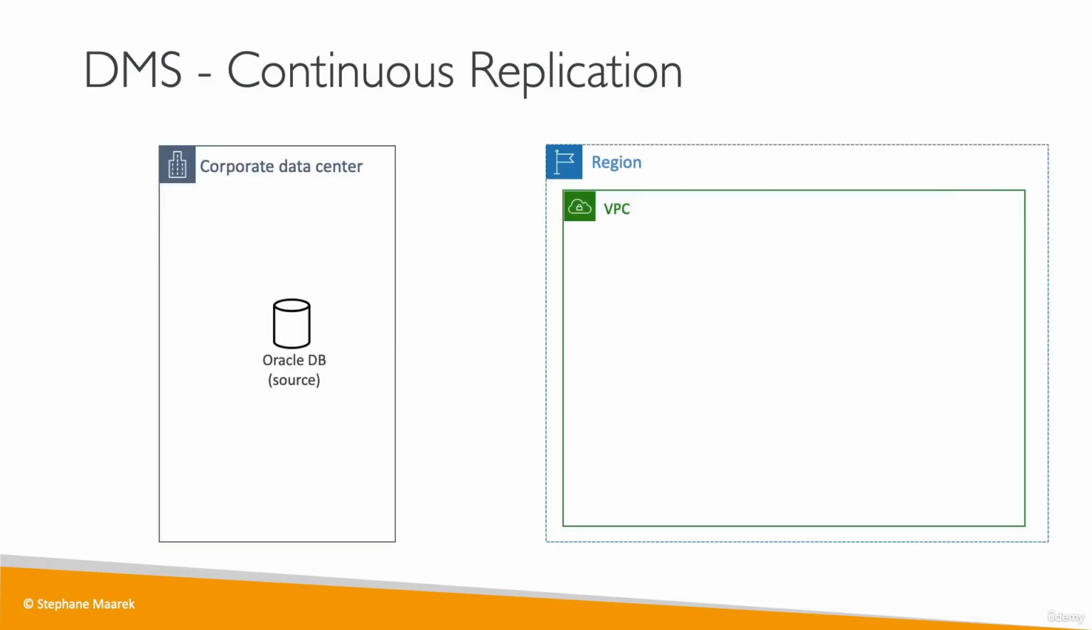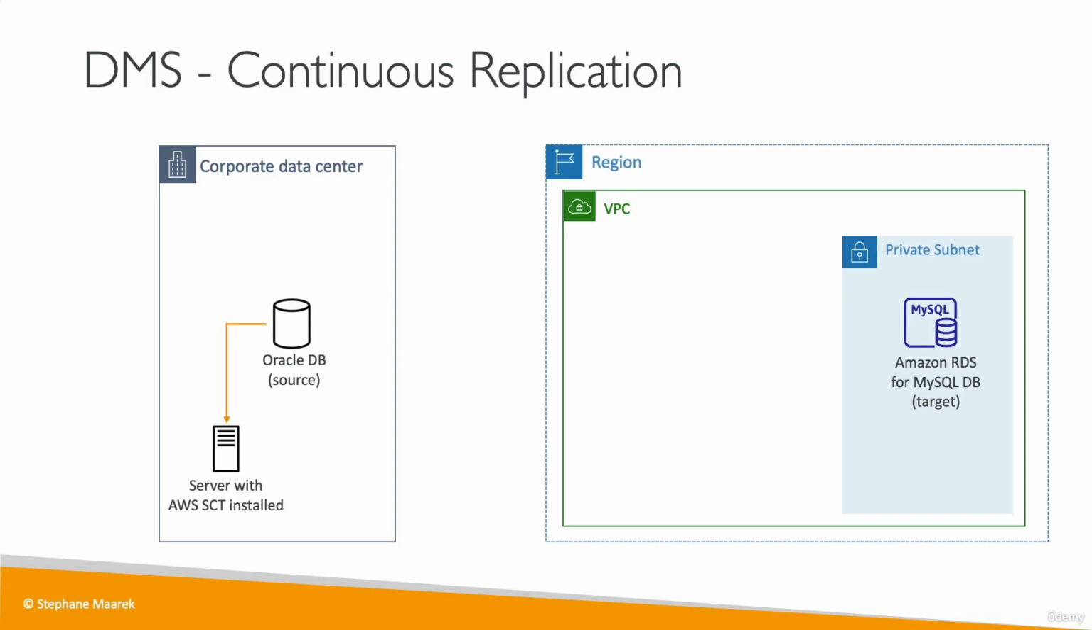Well, you would have your corporate data center, for example, with an Oracle database as a source, and an Amazon RDS database for MySQL as a target. And as we can see, we have two different types of database. So in this case, we have to use SCT, otherwise it will not work. So the Schema Conversion Tool.